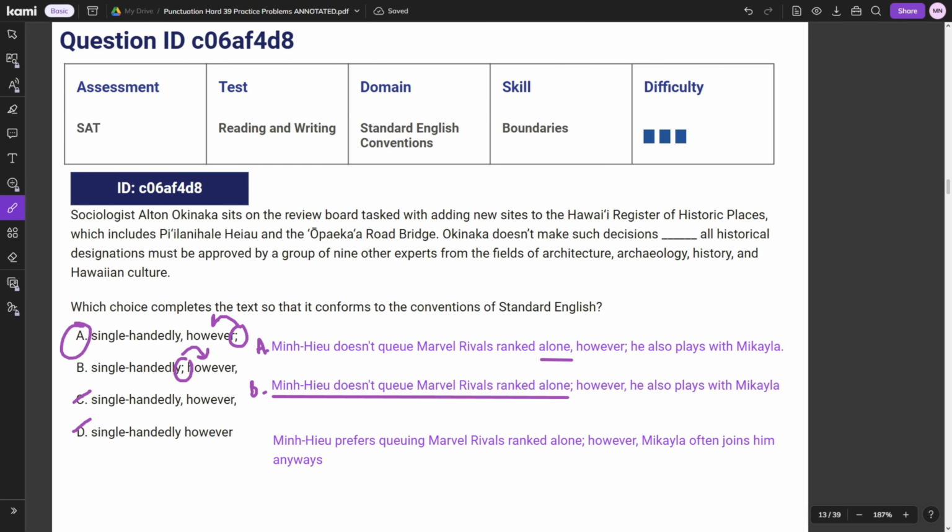Alright, so here's another example where the semicolon comes before the transition word. So we know that the idea that's being modified is going to be this entire sentence.